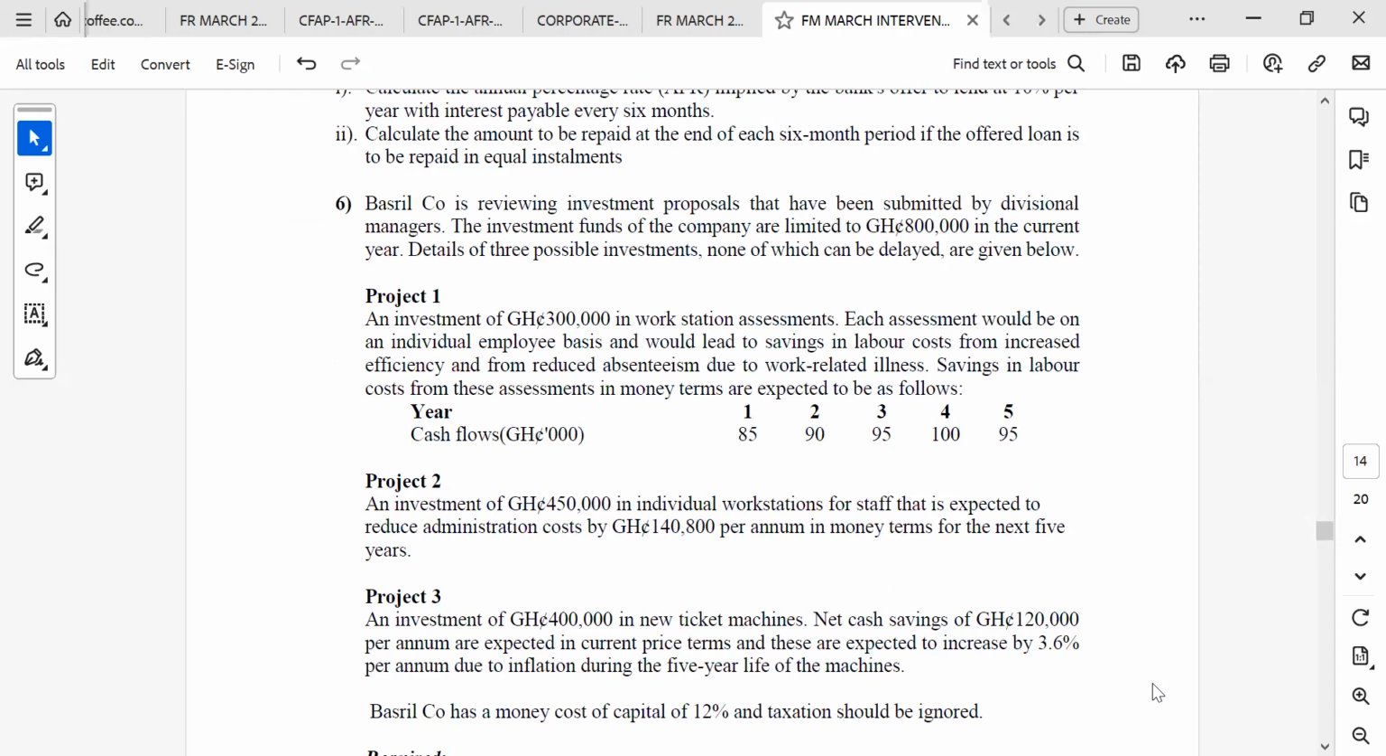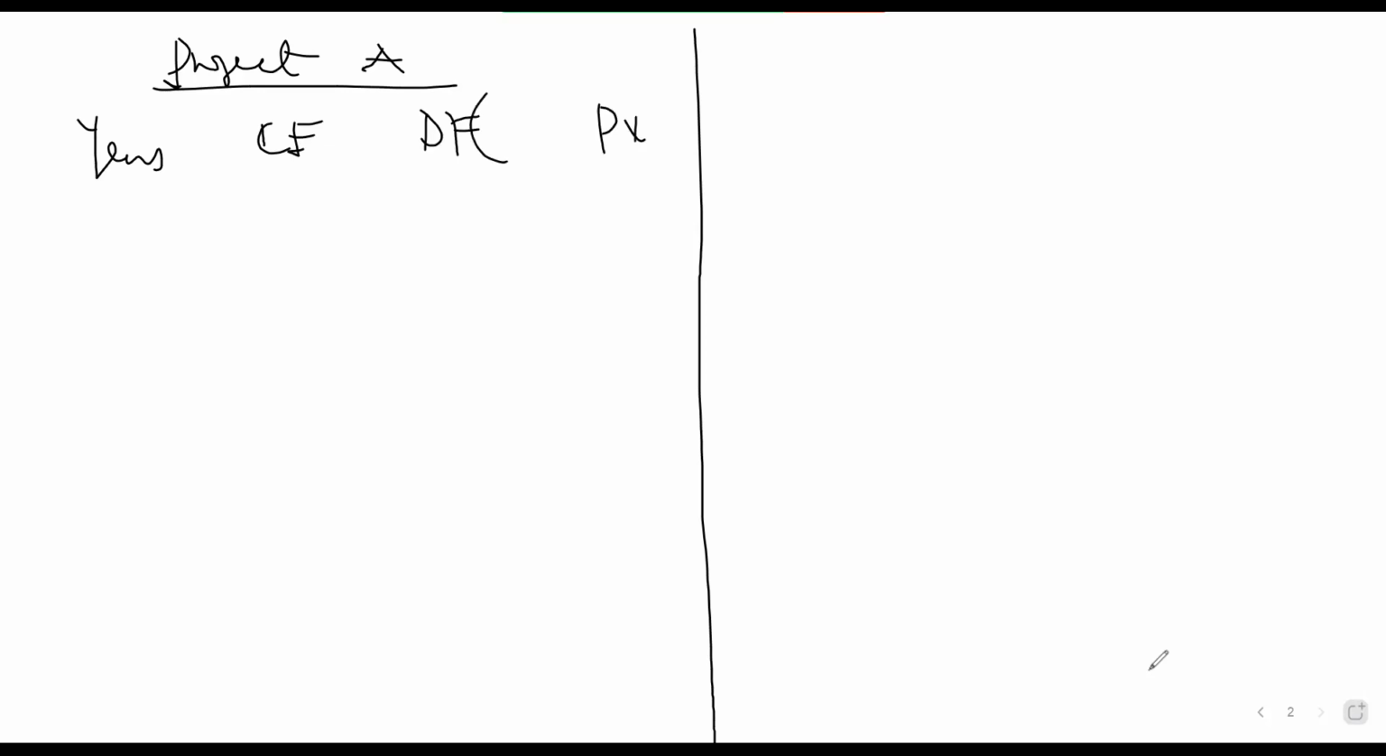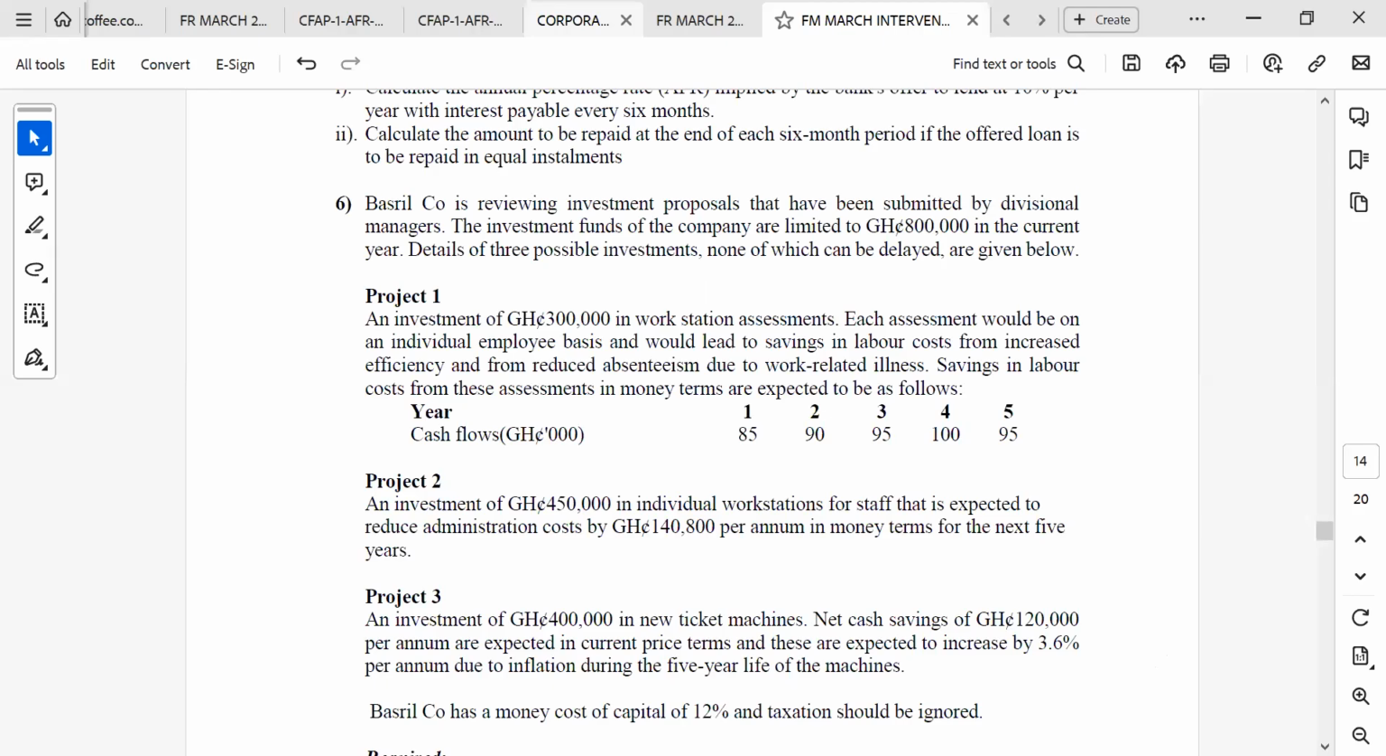So let's calculate the net present value for project A. That will be very simple. They are giving us the cash flow. So we look at project A, or project 1. Then we have the years, the cash flow, the discount factor, then the PV. What is the discount factor given to us? 12%. Okay, so our discount factor is 12%.